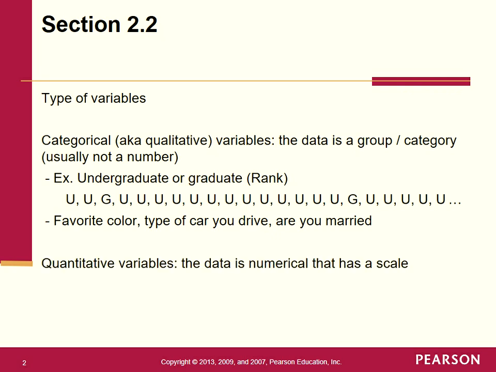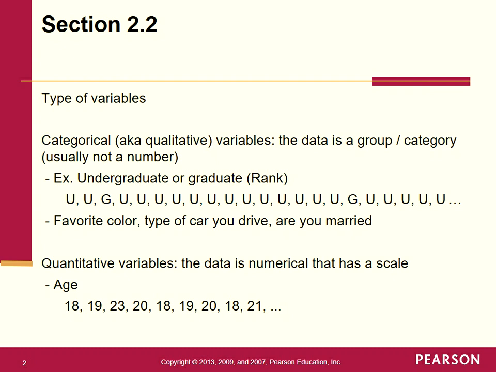What other variables could we run into? In contrast to categorical, we have quantitative variables. The data is numerical and has a scale. Let's go back to age for a second. Obviously, the data is numerical here. So what do I mean by scale? Let's talk about that.